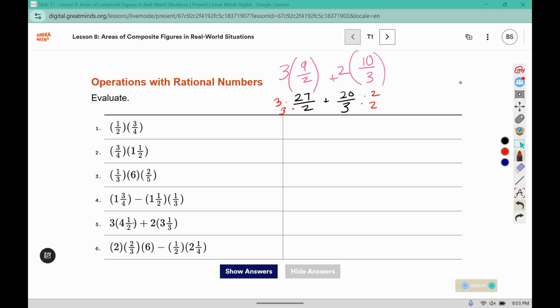3 times 2 is 6. 3 times 2 is also 6. 20 times 2 is 40. And 27 times 3 is 81. Then we can add 81 and 40 together, which is 121 over 6.